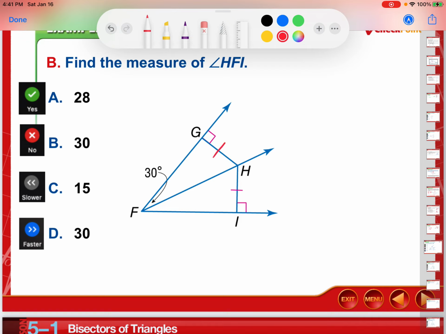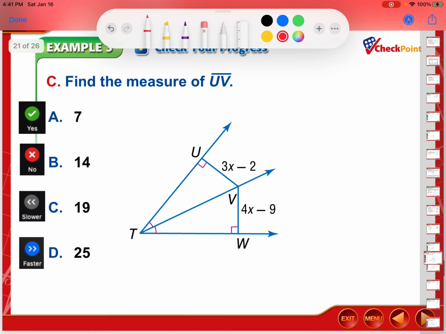Continuing on, find the measure of HFI. So we have two congruent segments here, so that means H is equidistant from both of these individual legs of this angle, which means that since this is 30, this also has to be 30, which means the answer is B.